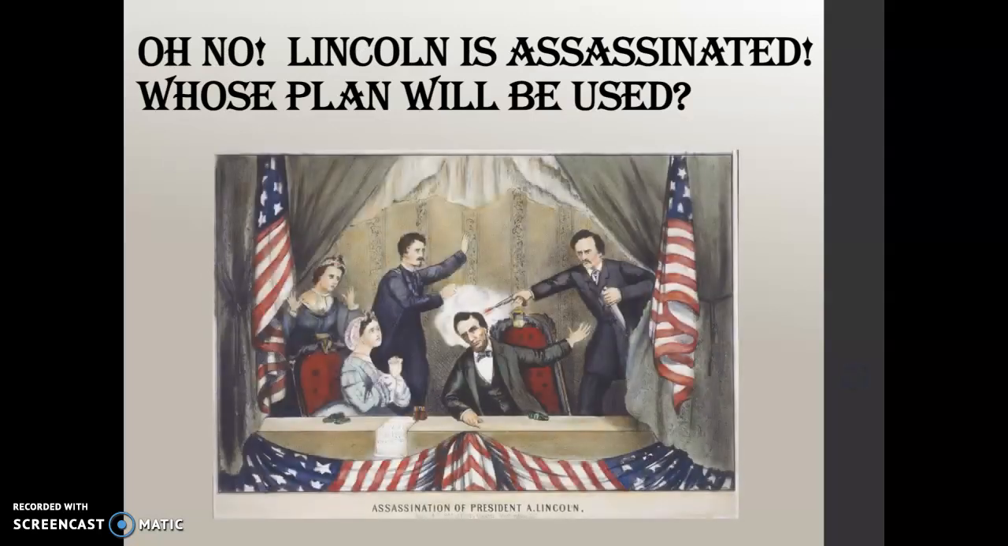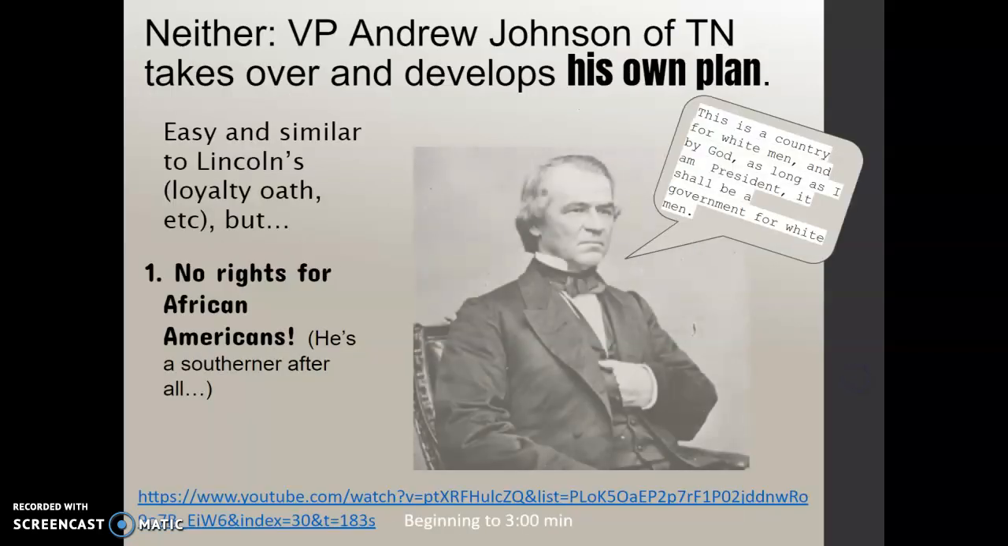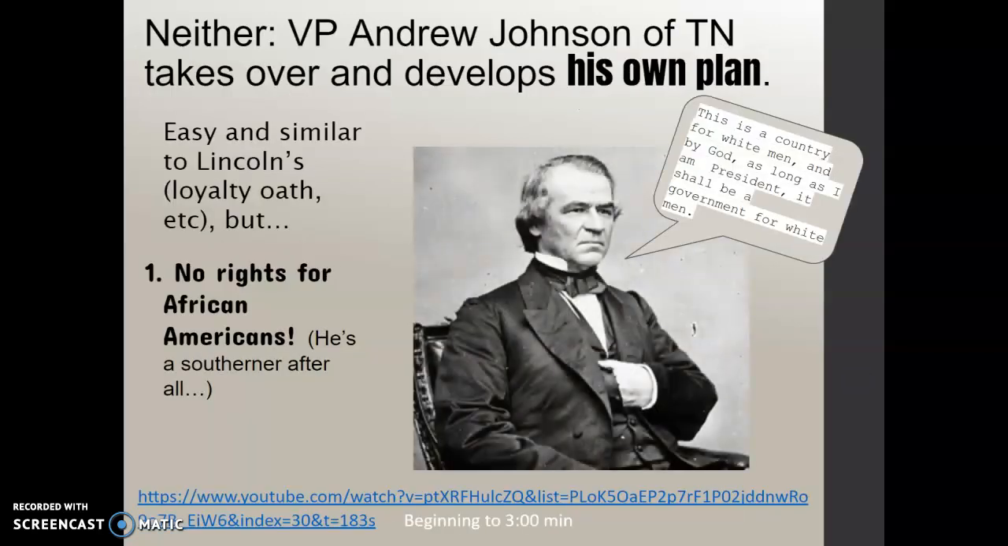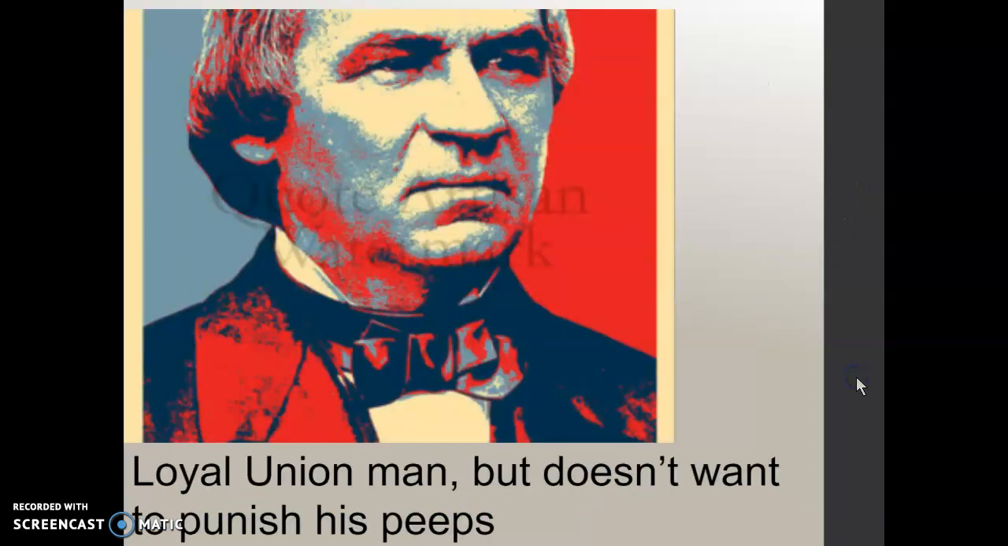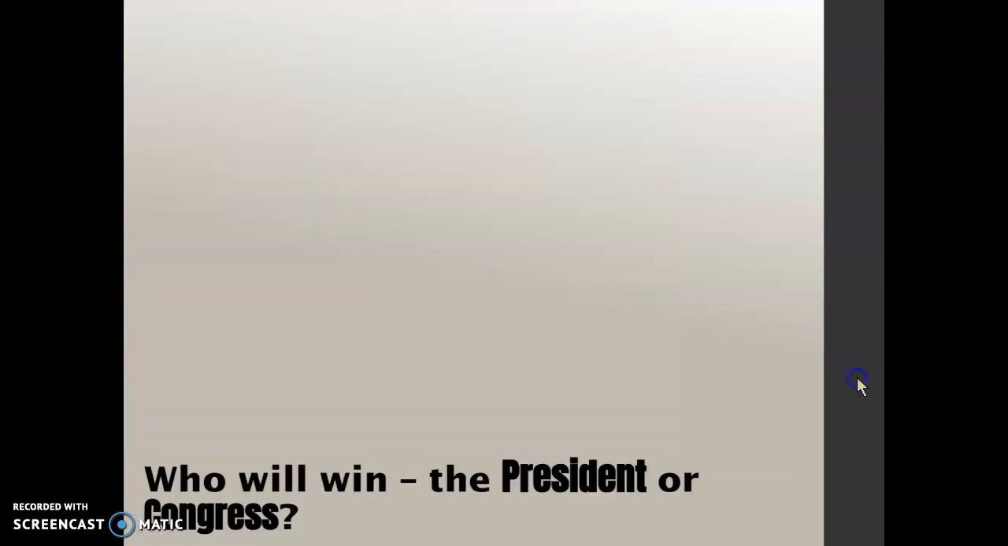Oh no, but Lincoln is assassinated. Whose plan will be used? Neither. Vice President Andrew Johnson takes over the presidency. He's from Tennessee, he's a Southerner, and he develops his own plan. It's easy. It's very similar to Lincoln's with a loyalty oath, abolish slavery, but no rights for African Americans. He is a Southerner after all. Loyal Union man, but doesn't want to punish his peeps.